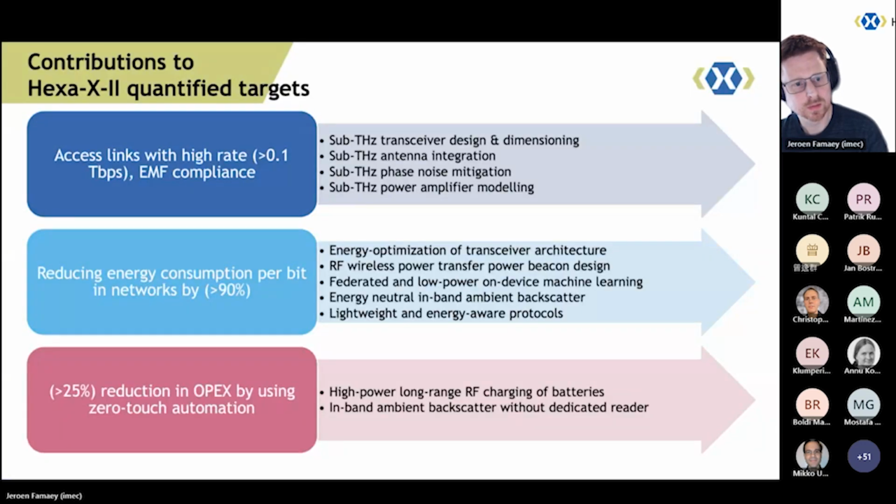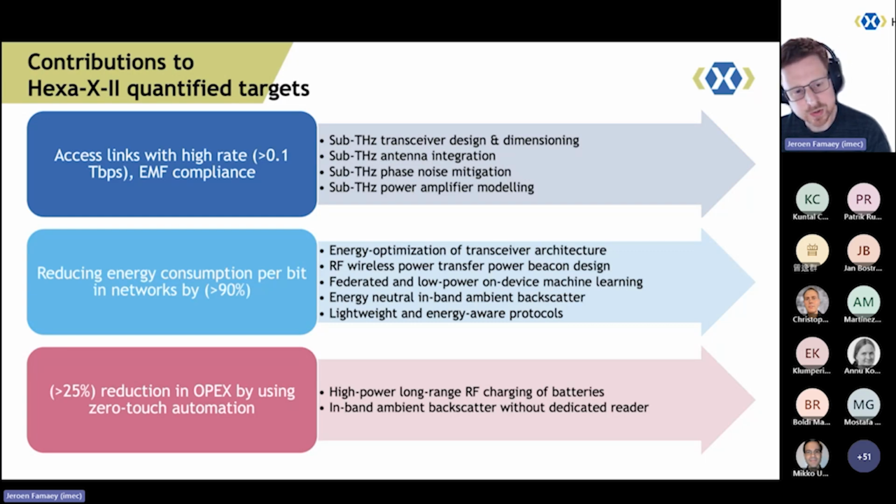And with this work, we contributed to some of the quantified targets of Hexa-X-II, such as achieving access links with very high rates over 0.1 terabits per second. This is mainly with the work we did on sub-THz transceivers. Reducing the energy consumption per bit in the network. We optimized transceiver design and transceiver architectures to be more energy efficient, but also looked at ways to improve energy efficiency with very low power and energy neutral devices.